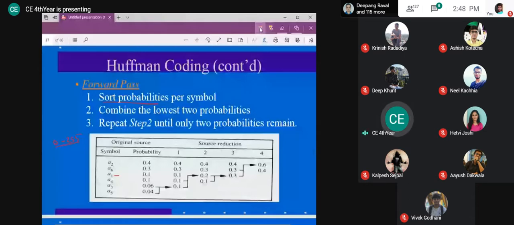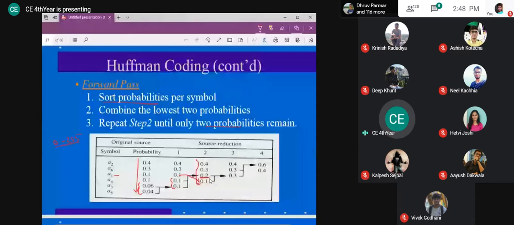Again, multiple probabilities are still there, not just two. So again I have to repeat step two. What is step two? Combine the last two. The last two are 0.2 plus 0.1, that is 0.3. The earlier value is also 0.3. If I keep my 0.3 here, it will still remain in descending order, and that's why I will continue with that. Are there only two probabilities? No, there are not only two probabilities, so I continue with the second step.